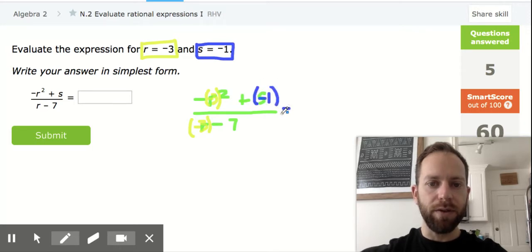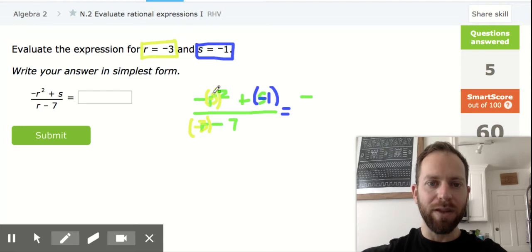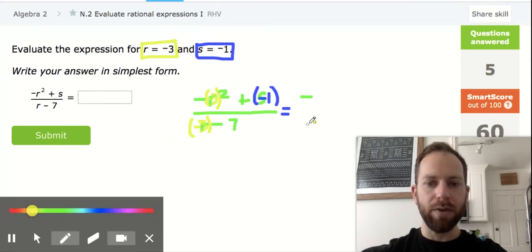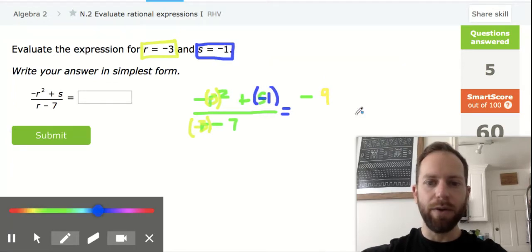All right, so let's see. First I should do exponents. So negative 3 squared would be positive 9, right? But there's still this green negative that's in front of the parentheses. So that negative's still there. The negative 3 that's yellow cancels out with itself when you square it. So this will be negative 9. And then plus a negative is just like saying minus 1.